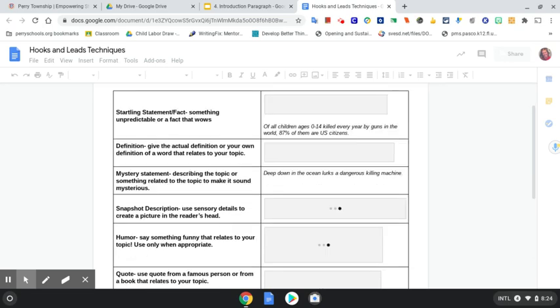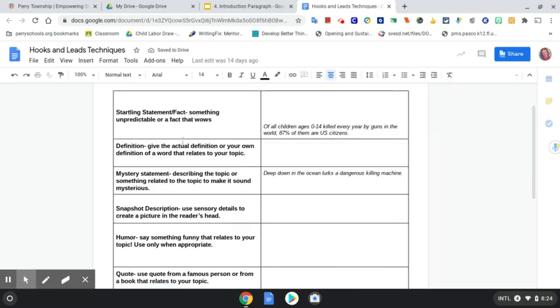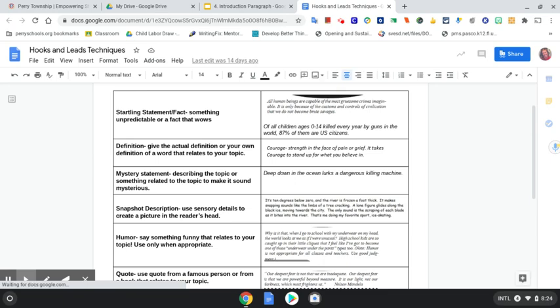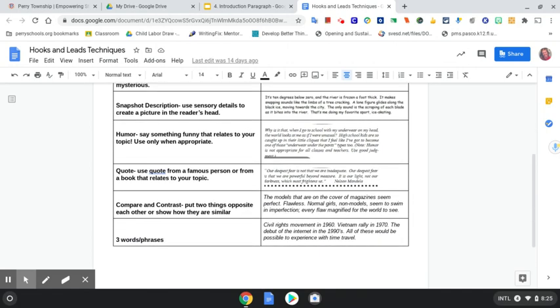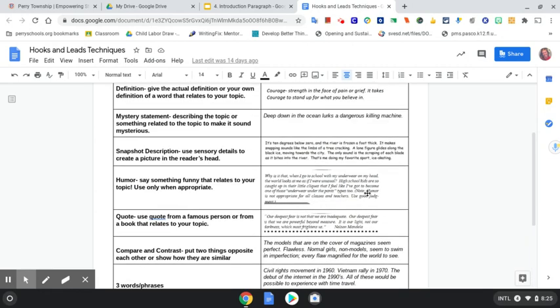You might have heard some of these in the past. A startling statement or fact, so something unpredictable or a fact that wows. You could do a definition of a word that is related to your topic. I like mystery statement. You describe the topic or something related to the topic to make it sound mysterious. You can do a snapshot description, humor, use a quote, compare and contrast, put 2 things opposite each other to show how they are similar, or 3 words and phrases. And you can look at an example of each of these over here, and you can read it. And really, what we talk about with mentors is to mimic it or imitate it. So you could use one of these as long as you put your own topic in there.